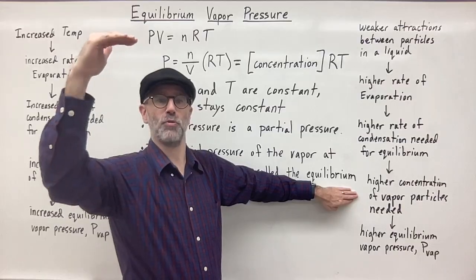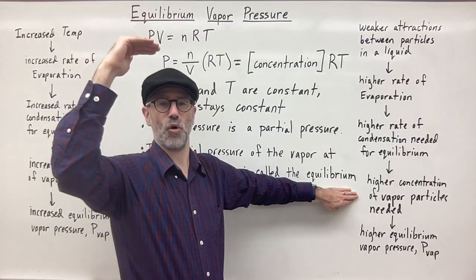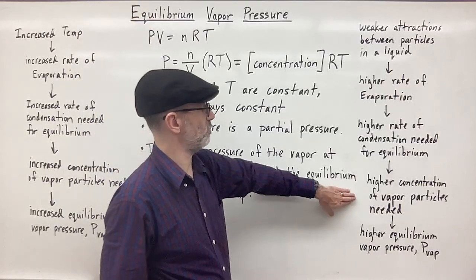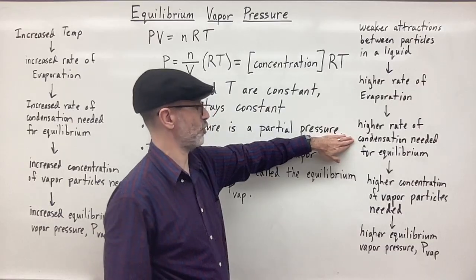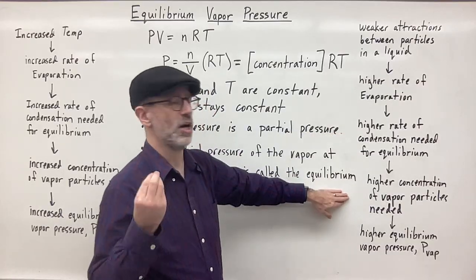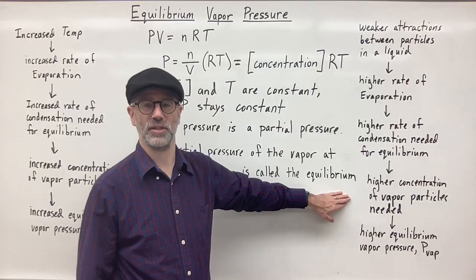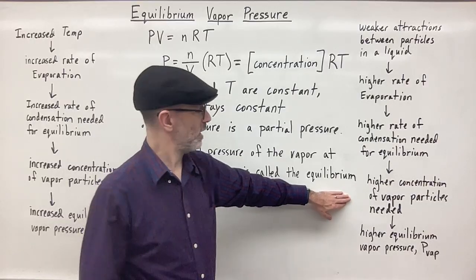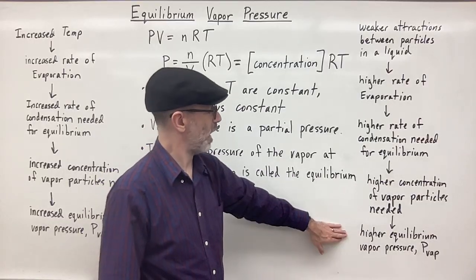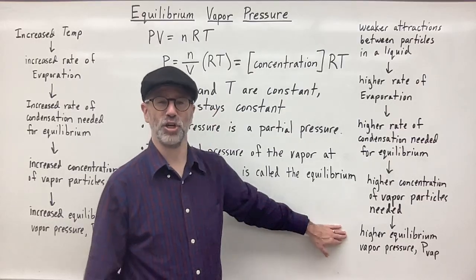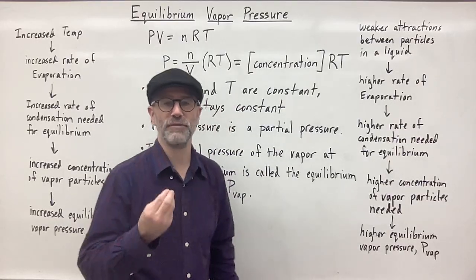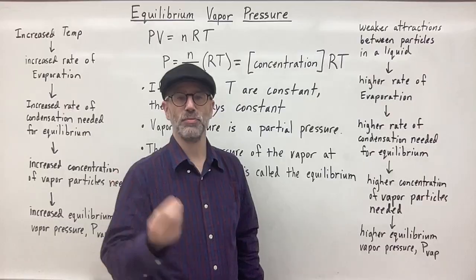In order to make the rate of condensation go up, a higher rate of condensation means that you need a higher number of particles in the vapor phase, which means you need a higher concentration of vapor particles, which then leads to a higher equilibrium vapor pressure. More particles in the vapor phase means more vapor pressure.